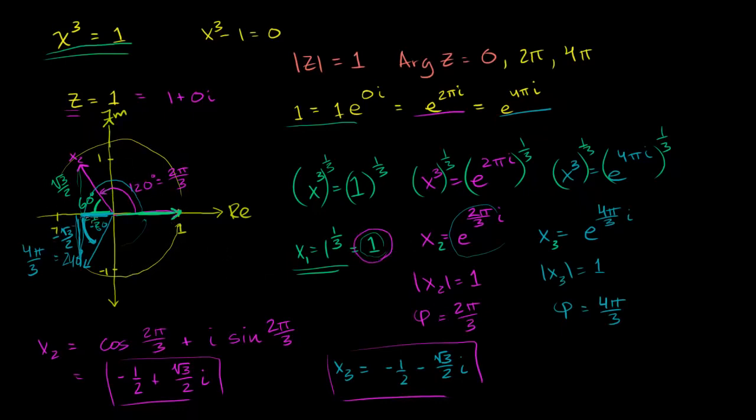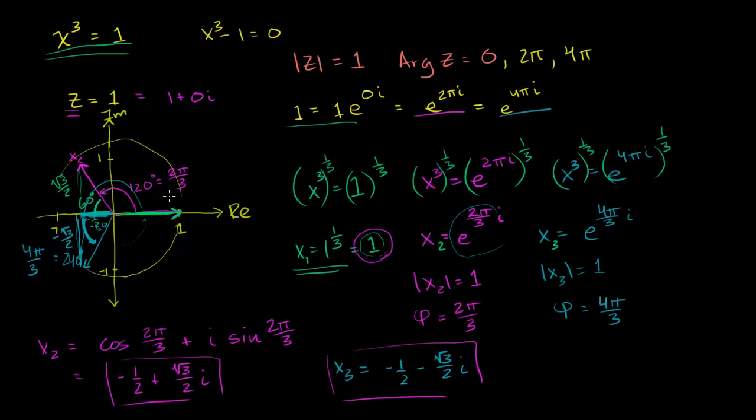It would be i. It would be negative 1. It would be negative i. And we know if you take i to the fourth, you get 1. If you take negative i to the fourth, you get 1. If you take negative 1 to the fourth, you get 1. And if you take 1 to the fourth, you get 1. And so you could do this. You could find the eighth roots of 1 using this technique.